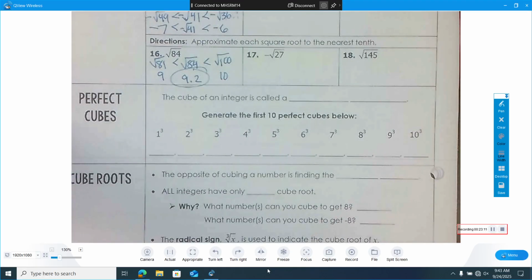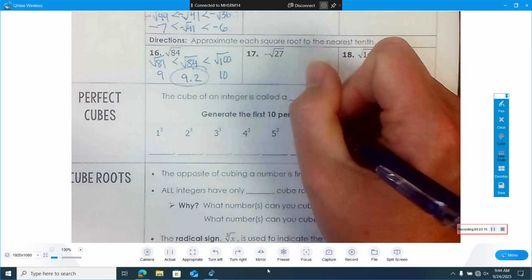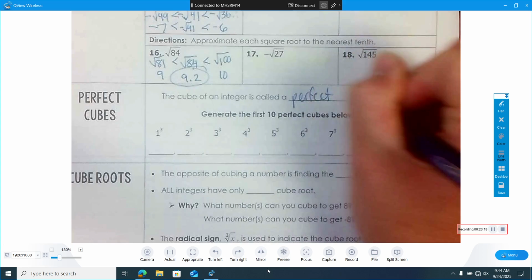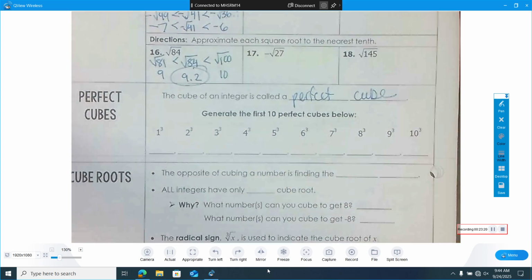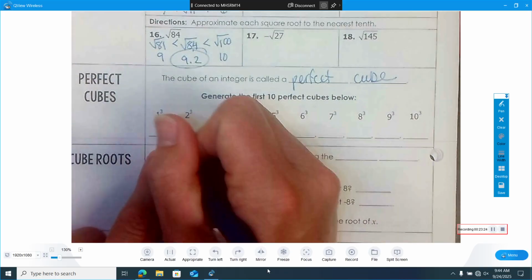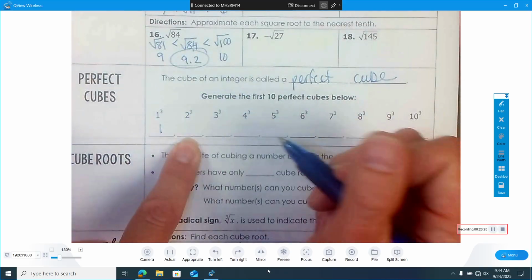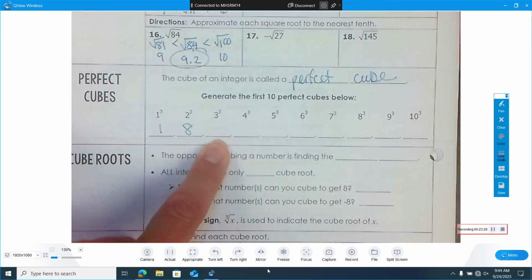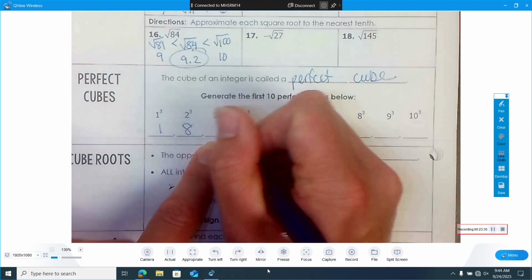Let's look at perfect cubes. The cube of an integer is called a perfect cube. These are easier and you don't have too many of them. So we want to know our list of perfect cubes here. 1 cubed is 1. 2 cubed is 8. Will you take a second and fill out the rest of these? You can use your calculator if you need to.